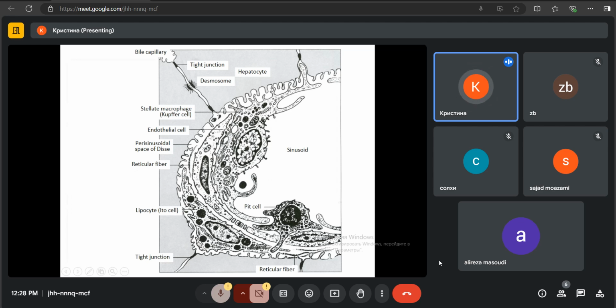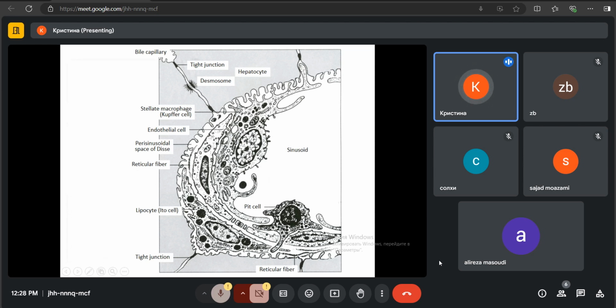Also, in this picture, we have another cell type not shown in the previous one, so we use two pictures here. Here we have another cell called the pit cell. The pit cell is actually the natural killer lymphocyte, so it has a round cell nucleus, a small amount of cytoplasm and pseudopodia, and it performs, along with the Kupffer macrophage cell, the function of defense.